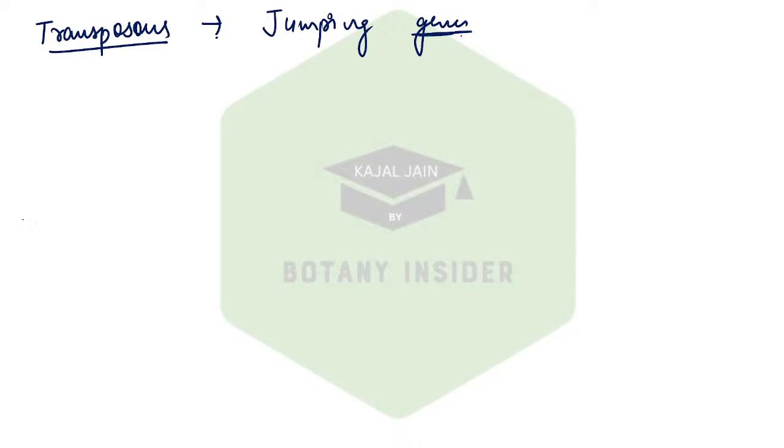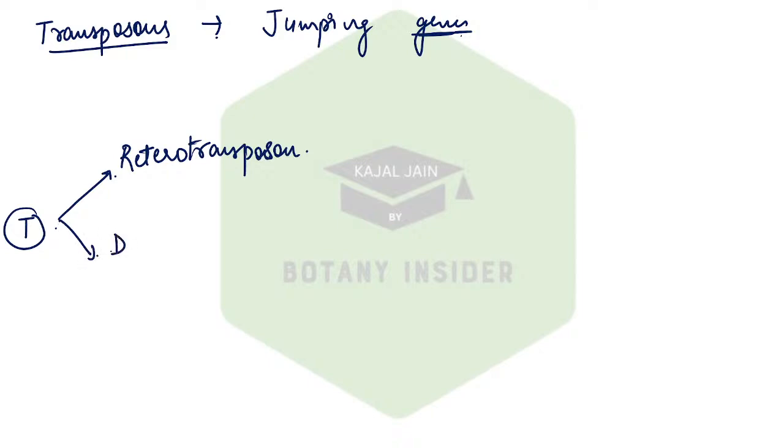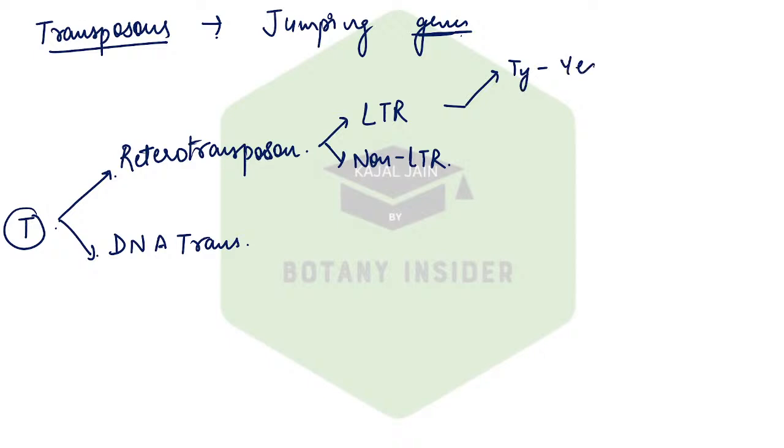So when we talk about transposons, you have two major classes. In this you have retrotransposons. You can keep this particular flowchart with yourself, it will help. And on the other side, you have the DNA transposons. In the retrotransposons, you have two subclasses, LTRs and non-LTRs. In case of LTRs, there are two examples. One is TY, which is found in yeast, and the other one is copia, which is found in Drosophila, right? Then you have non-LTRs.